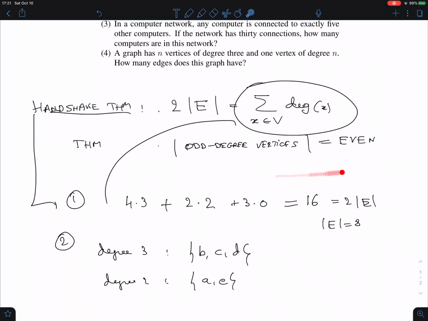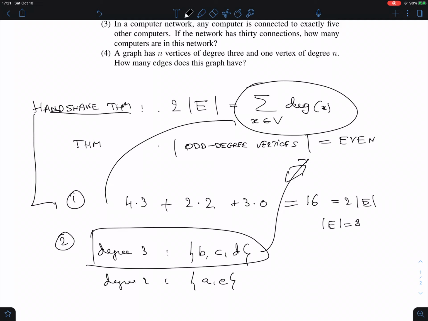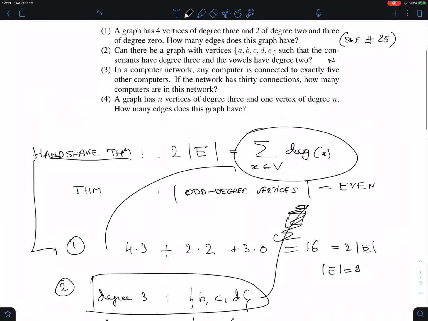Because of this here, the number of odd degree vertices has to be even. There are 3 here, and that's not even. So this violates it, so this is contradicted, right? The fact that it should be even. So such a thing cannot exist. So the answer here is no.